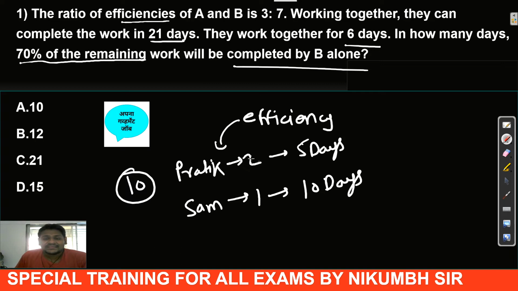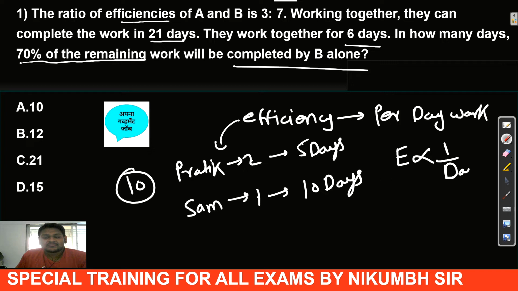So I can say this 2 is nothing but the efficiency of Pratik. Efficiency, in simple language, in my style, just remember it as per day work. That's it. As you can observe, when efficiency is high, it requires fewer days. Here the efficiency of Sam is less as compared to Pratik, so it requires more days. That's why efficiency is inversely proportional to the number of days.